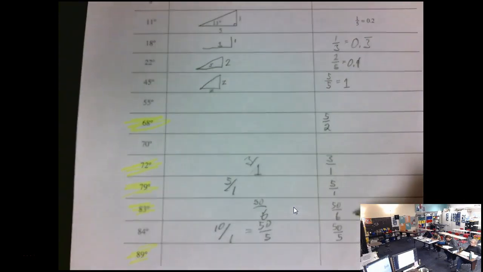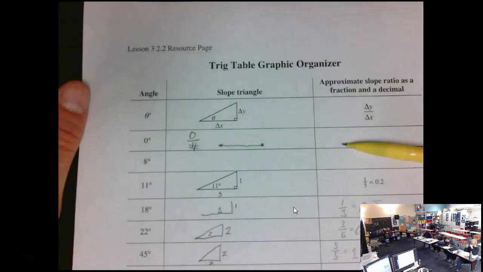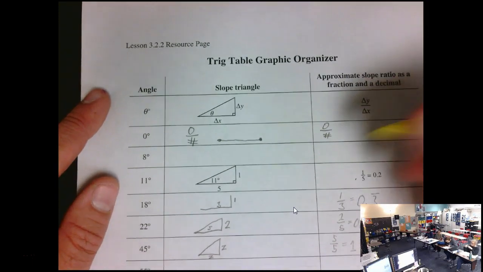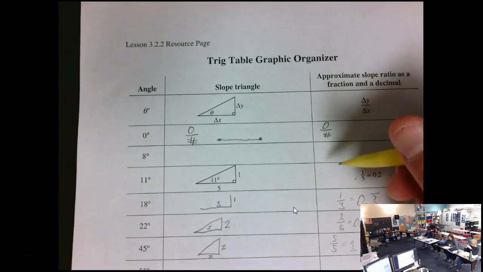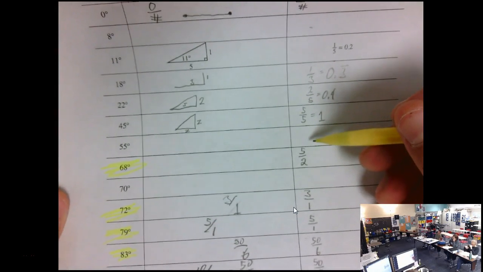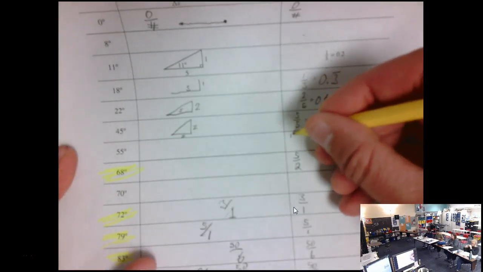Well, 83 we found yesterday from when we graphed it with the protractor. 89, man. That's almost a right angle. So we're missing, do we have 8 degrees filled in? This is 0 over any number, right, for 0. We don't know 8. 8 would go with 82. So it might be close to 6 compared to 50, but it's not. So we're missing that one. We're missing 55. Wait, no, we have 55. 55 is 10 over 7. You don't have 8 or 89.